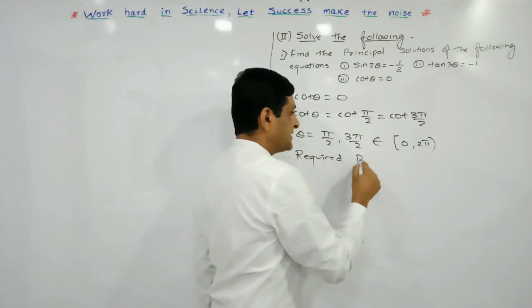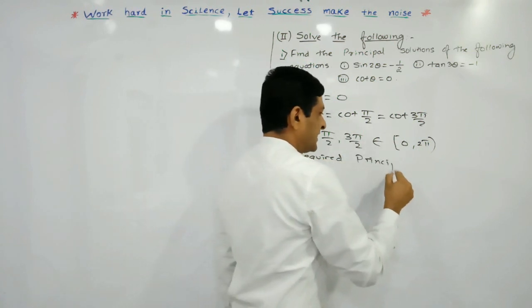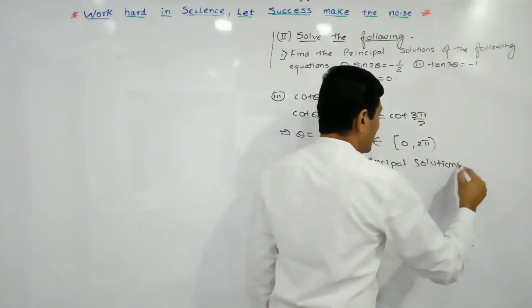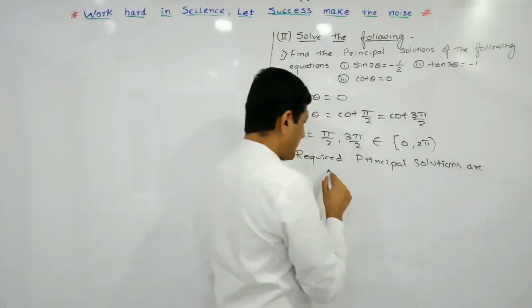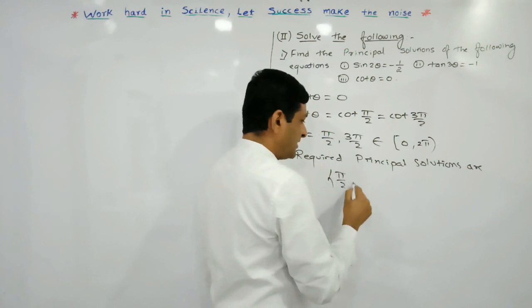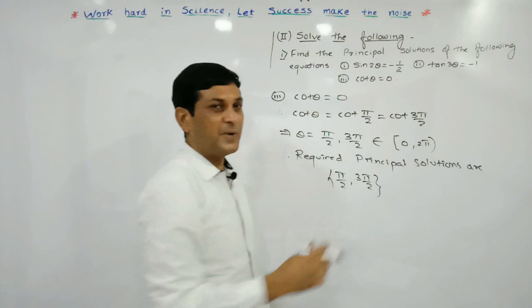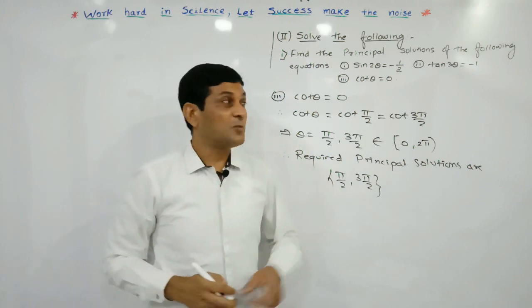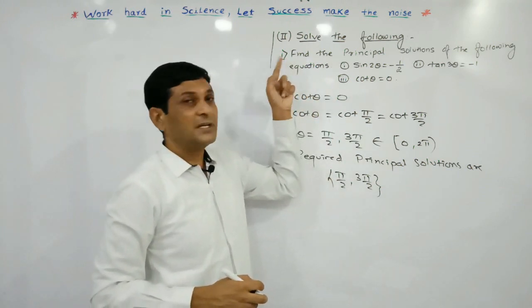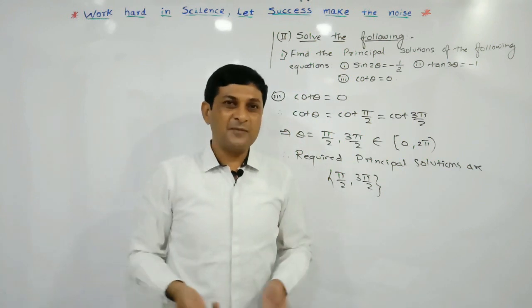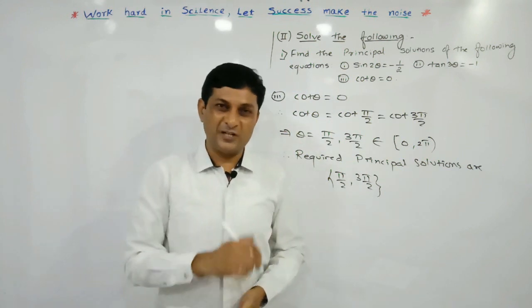So the required principal solutions are pi by 2 and 3 pi by 2. In this way we have completed the first three examples from question number 1. Now we are starting question number 2. Similar types of questions we have to solve in question number 2.